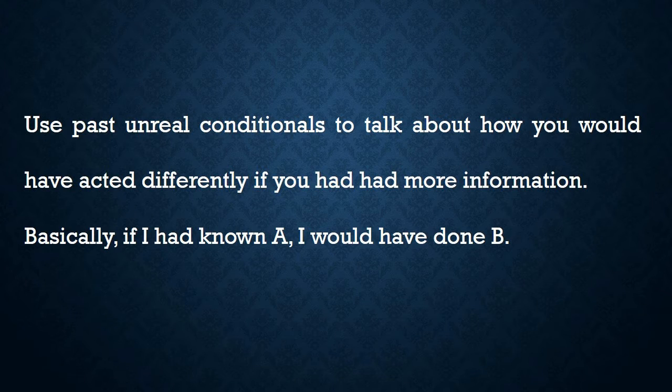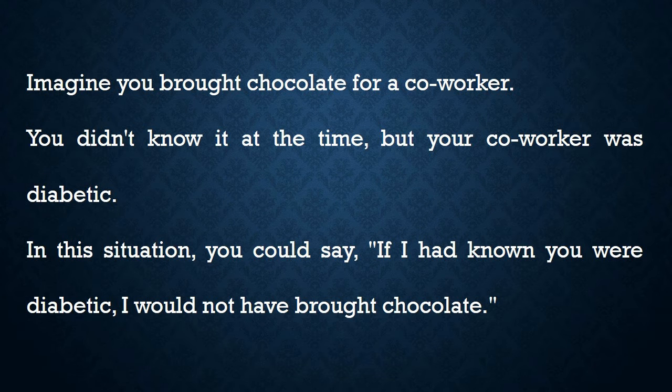Use past unreal conditionals to talk about how you would have acted differently if you had had more information. Basically, if I had known A, I would have done B. Imagine you brought chocolate for a coworker. You didn't know it at the time, but your coworker was diabetic. In this situation, you could say, if I had known you were diabetic, I would not have brought chocolate.